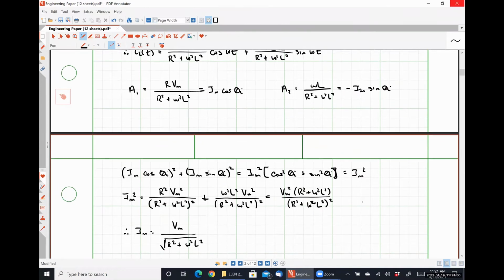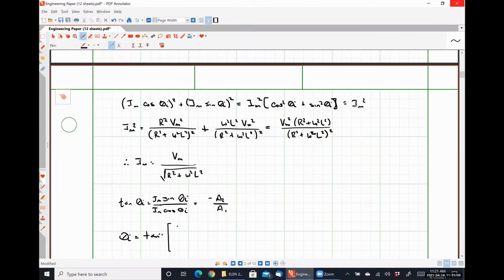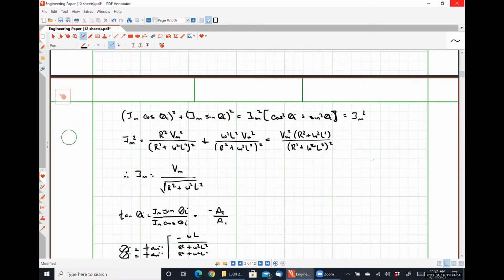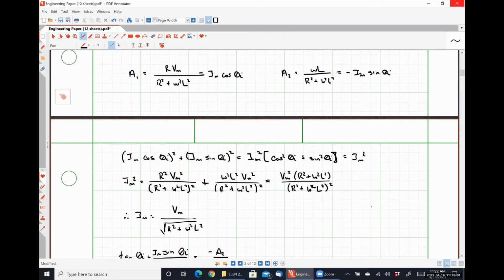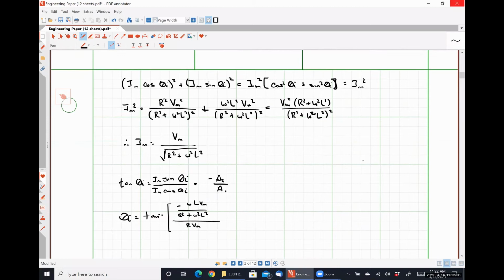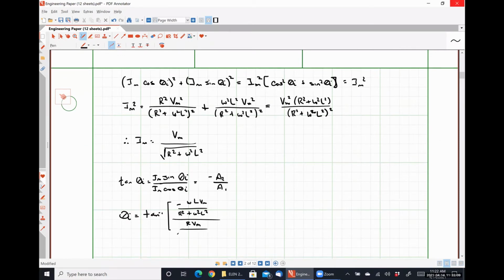So that would be negative omega L Vm divided by R squared plus omega squared L squared, divided by A1, which is R multiplied by Vm. Sorry, there should be a Vm there as well, right? Yeah, I messed this up here. That should have been a Vm. Divided by that same denominator, R squared plus omega squared L squared.